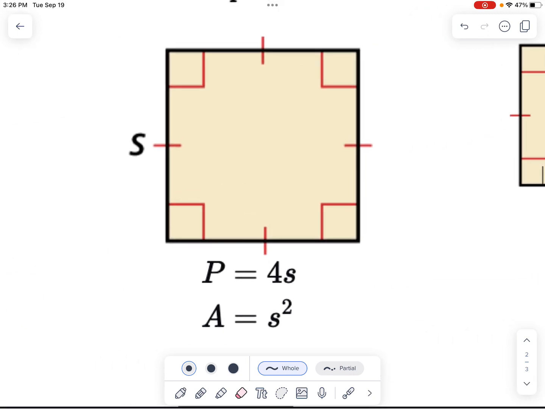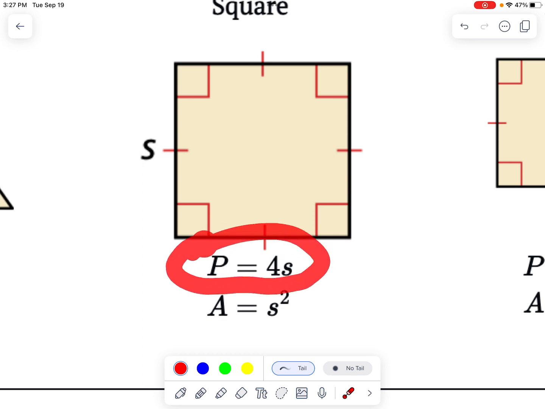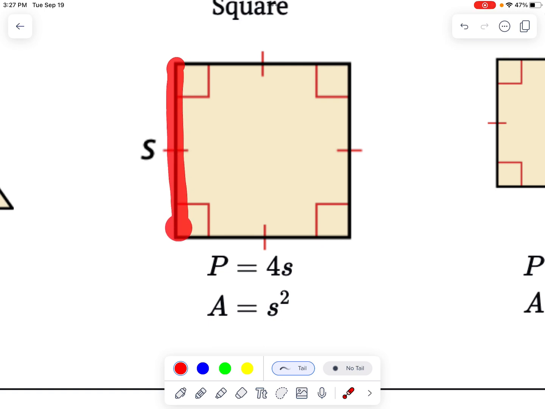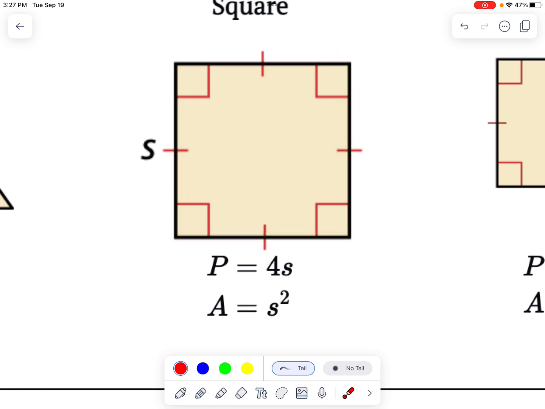Moving on to a square, just some different notation than you might normally see. So perimeter is 4 times s, where s is a side length. And that makes sense with a square, because if all the sides are the same length, 4 of them would be the perimeter. And notice our notation that we saw earlier too. So the single line through each of these sides tells us that all of those are the same length.